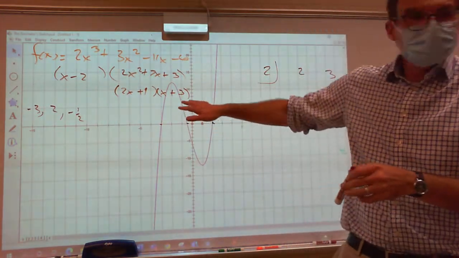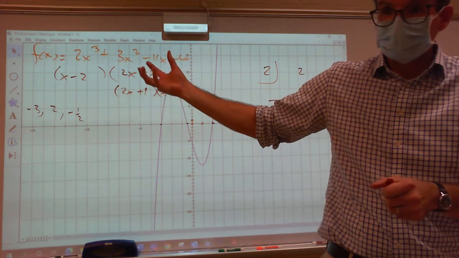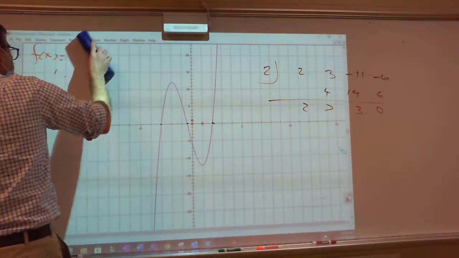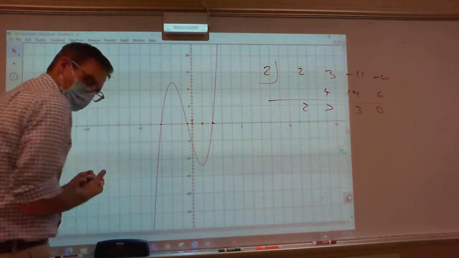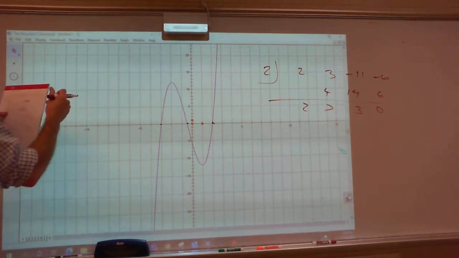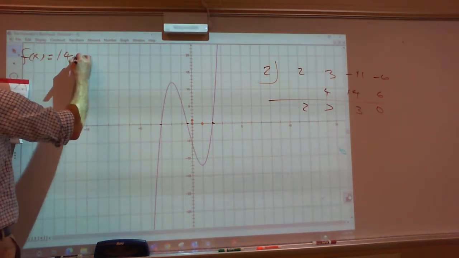So does this kind of make sense? Do you see how the graph helped? All right. But we still have to check it anyways, right? We still have to check it with synthetic division. So one could do it without the graph.